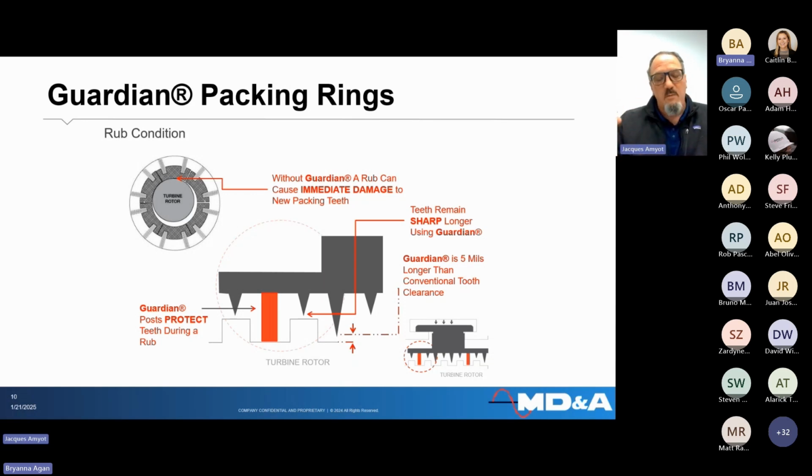It is 5 mils, or 5 thousandths of an inch, closer to the rotor than the sharp seal teeth. So if the rotor moves closer to the seal, then the Guardian post interface with the rotor moves the seal away from the rotor and maintains the seal tooth sharpness. They're relatively simple technology, innovative enough where it's actually happening.